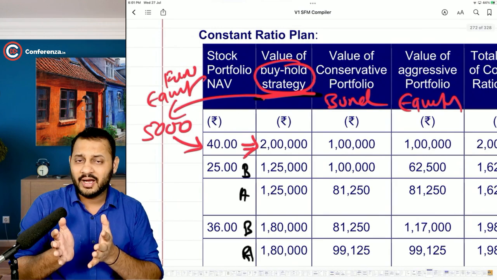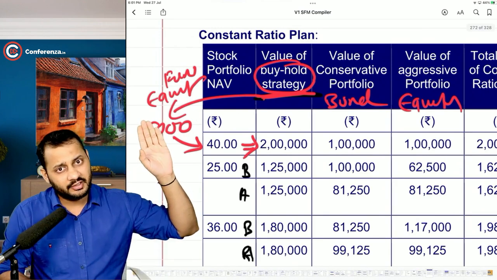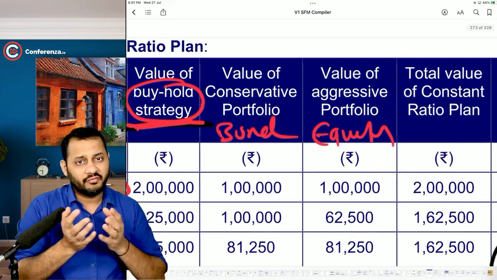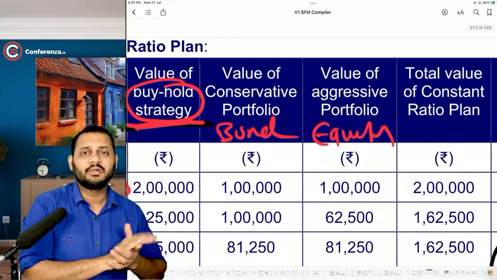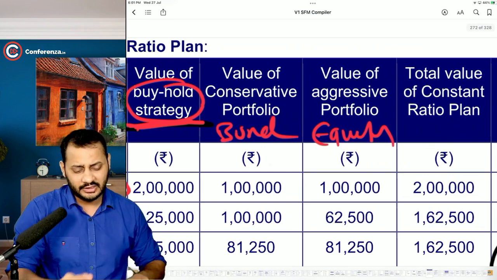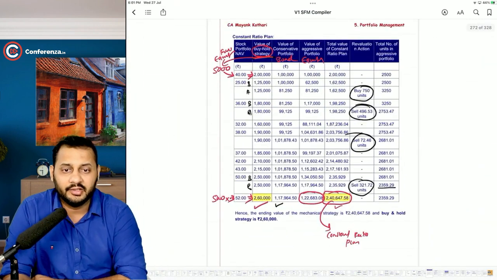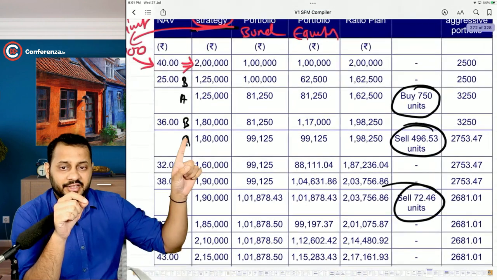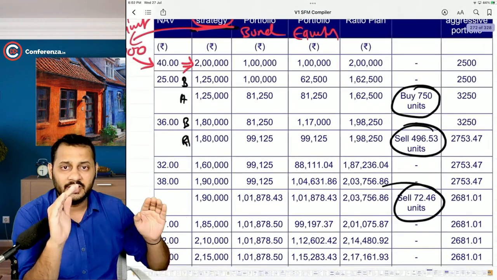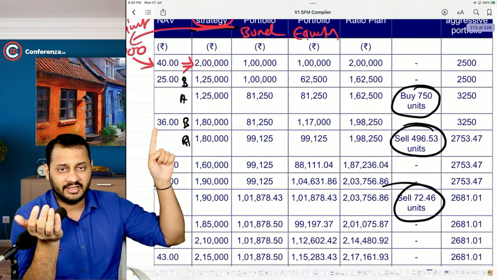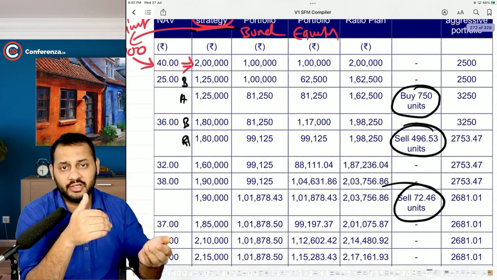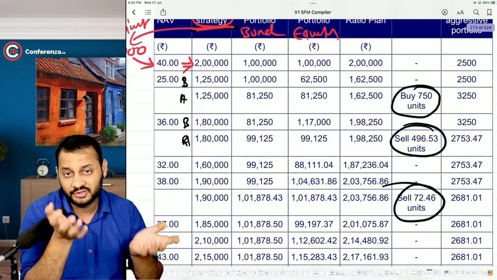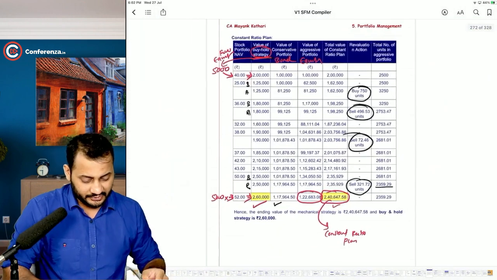If you are following buy and hold strategy, invest the entire amount in the equity. But if you are following constant ratio plan, invest 50% in the bond and 50% in the equity. So that's what the entire game is. I hope you have understood. See, you should take the action of rebalancing only when the market price or the NAV is changing by more than 15%. It can go up or down, but it should be more than 15%. The change, right? So this is the question.